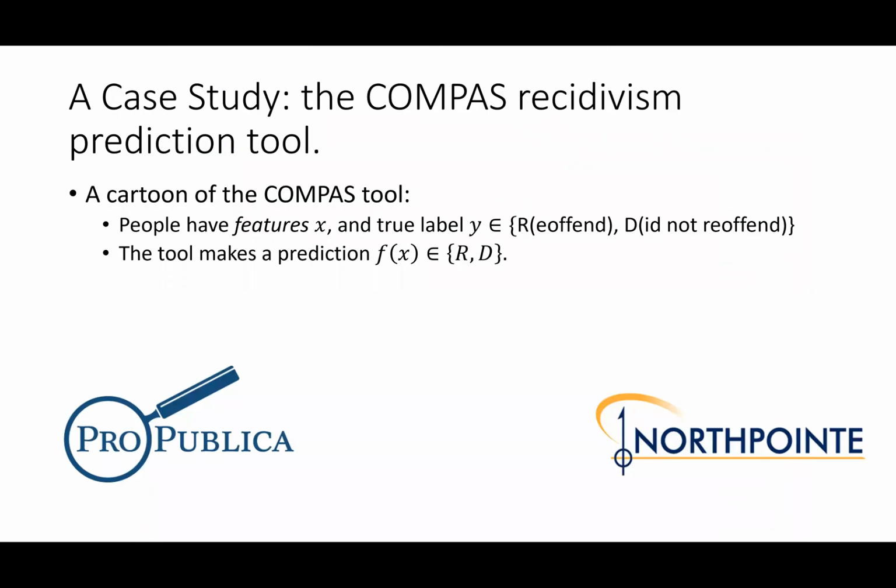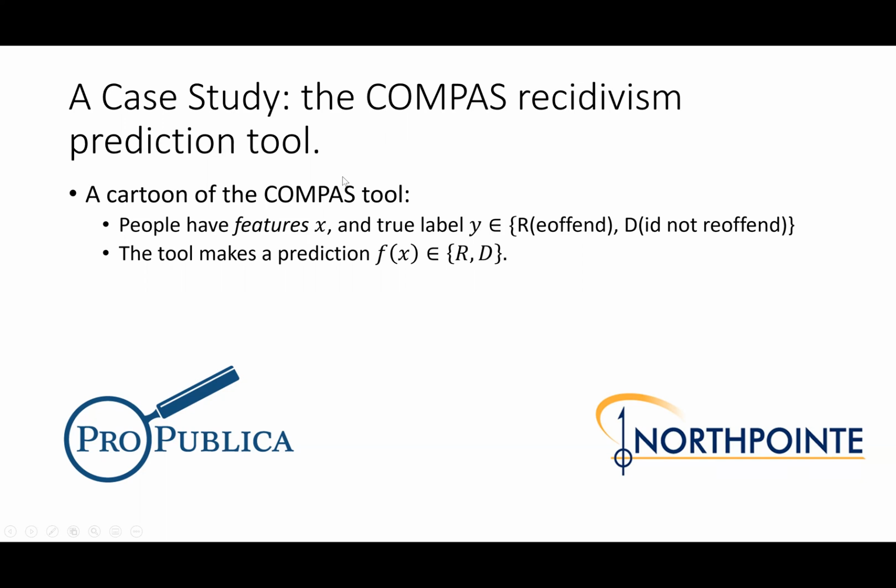ProPublica was doing an exposé on a tool called COMPAS. It was a recidivism prediction tool used by a number of jurisdictions, and ProPublica was studying Broward County, Florida. It was a tool designed to predict whether an inmate, if released, would go on to reoffend or not. So this was a tool used by judges when setting parole. Should someone who's up for parole actually be released or not? One relevant thing in making that decision is whether, if they're released, they'll go on to commit another violent crime or not. And so that's what this tool was trying to do. It was trying to predict whether someone would reoffend or not.